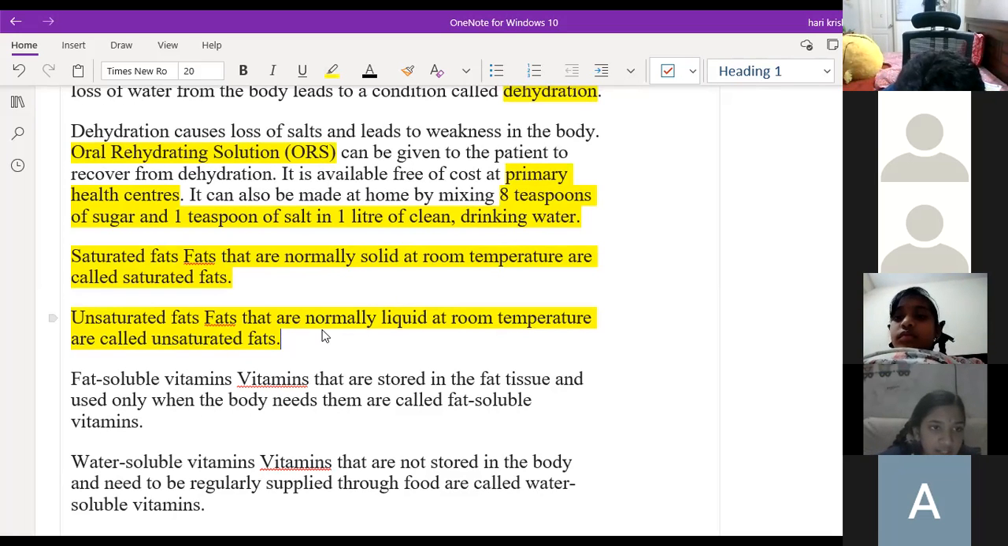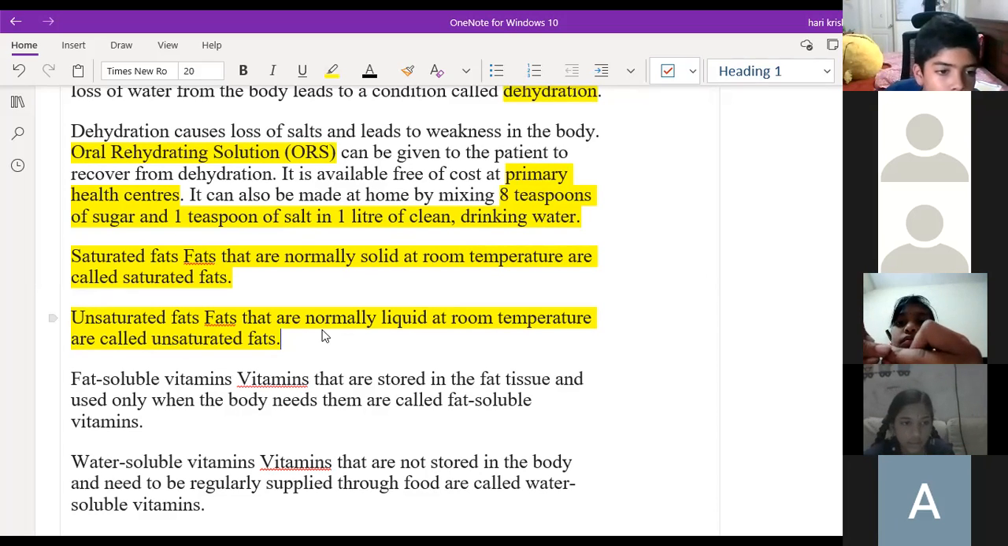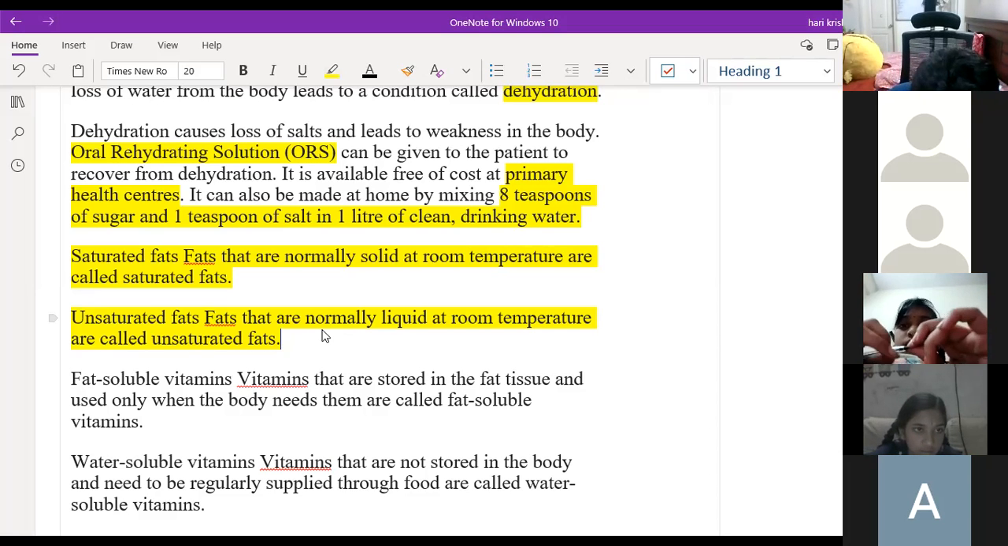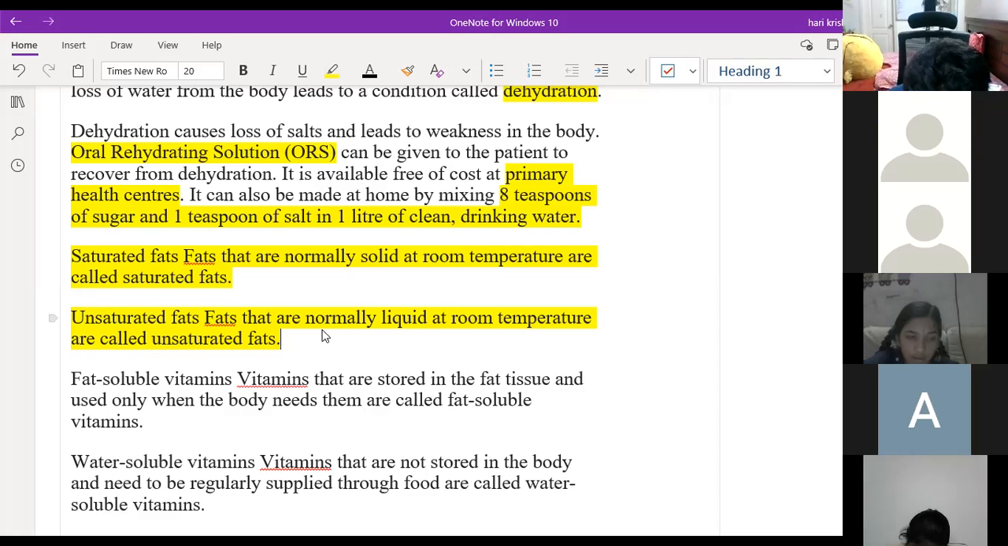Sir, I did not understand. Okay. So if you take fats, they are classified into 2 types. One is saturated, the next one is unsaturated. Saturated: if that fat becomes solid at room temperature, then you can call it saturated fat. If the fat is in liquid form at room temperature, then you can say it is unsaturated fat.